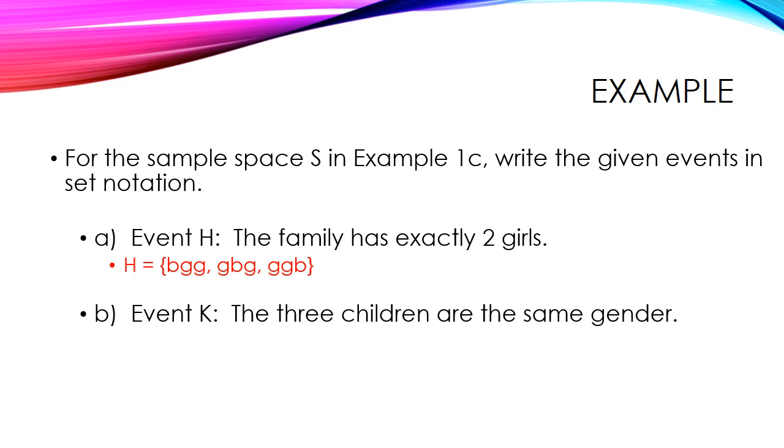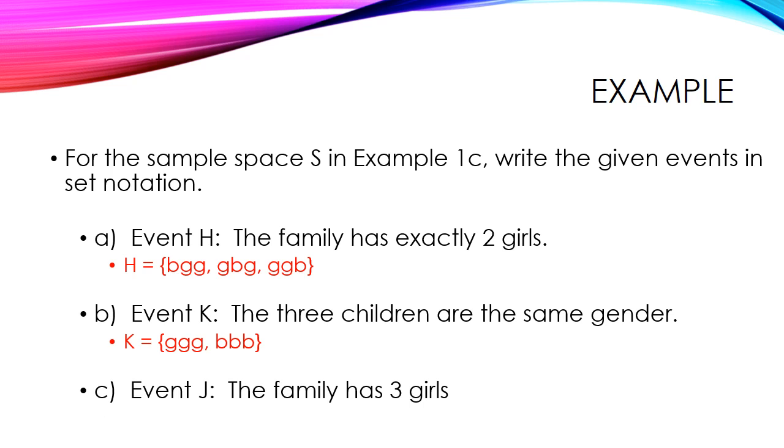Now try event K. The 3 children are the same gender. There's really only 2 ways this can happen. They're either all girls or all boys. So just 2 possibilities. And finally, event J, the family has 3 girls. Okay, only one way that this could happen, 3 girls.